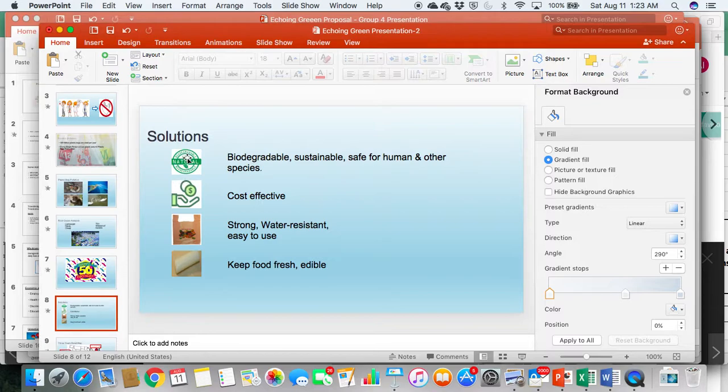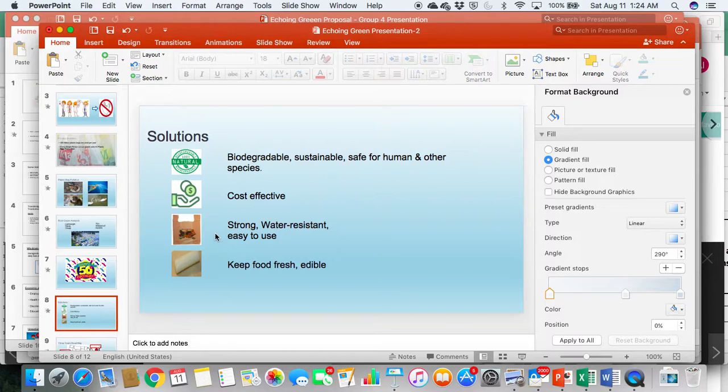So I get this. I actually like this one. I get this. I mean, there's lots of these little icons out there. I really had to look at this for a while. At first, I didn't even know what on earth this was. This looks like just a flat, unopened plastic bag, I believe. So how does this relate to strong, water resistant, easy to use?